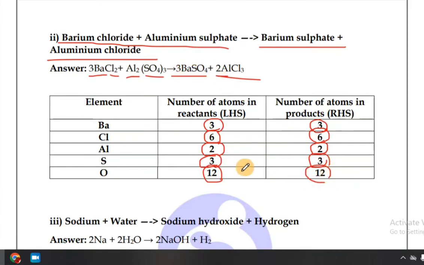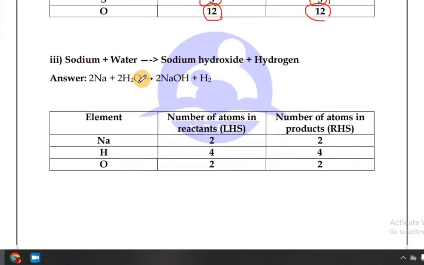So now when we compare, the number of atoms in the reactant side is equal to the number of atoms in the product side. So from this we can say that this equation is balanced and it satisfies the law of conservation of mass. Now let's move to the third one, that is sodium plus water, which gives sodium hydroxide plus hydrogen.